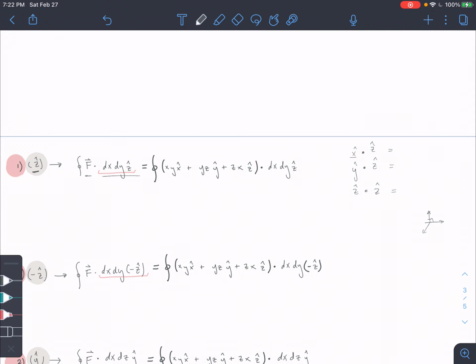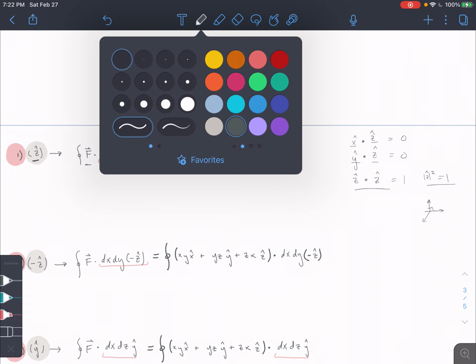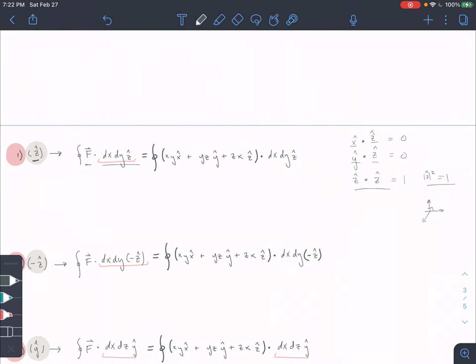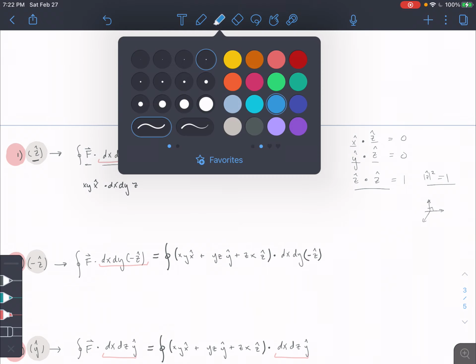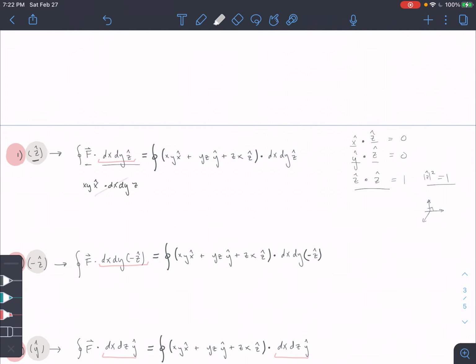So x is perpendicular with z, and y is perpendicular with z. So when we dot those together, we get 0. When you dot a vector with itself, it's the magnitude of that vector squared, which in this case is 1 for unit vectors. Okay, so what does that mean for our problem? So xy, x hat, dot dx dy in the z hat. That term is going to cancel.